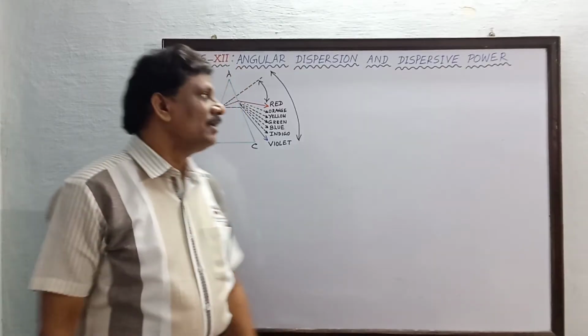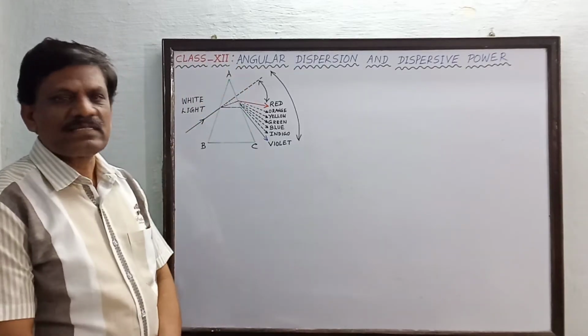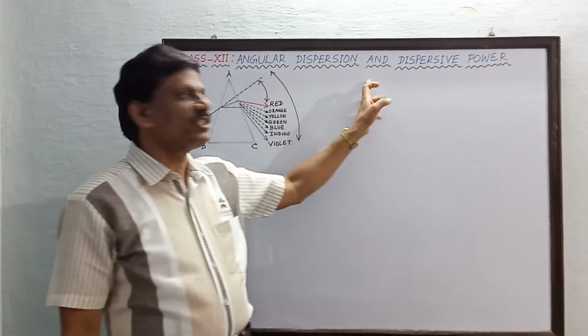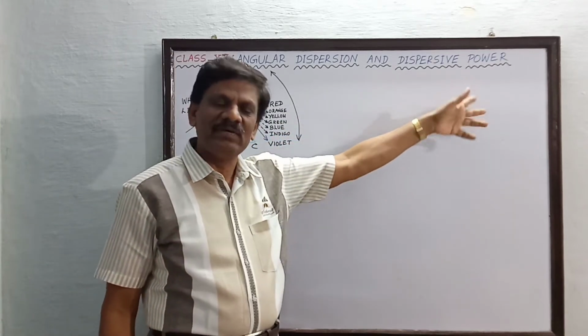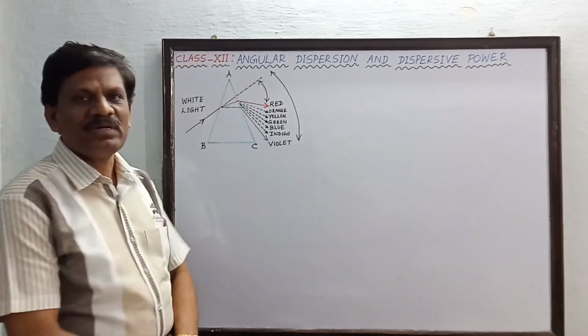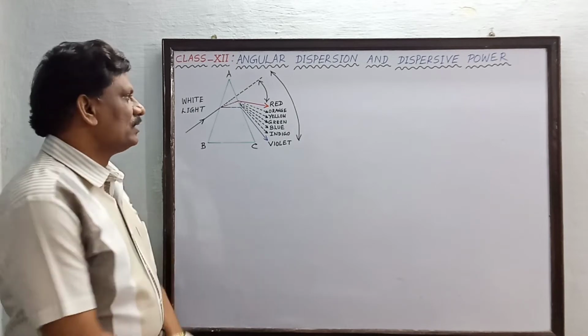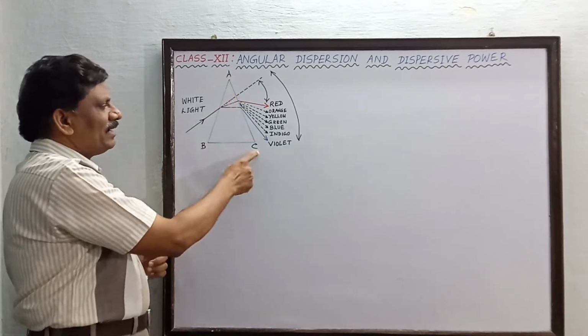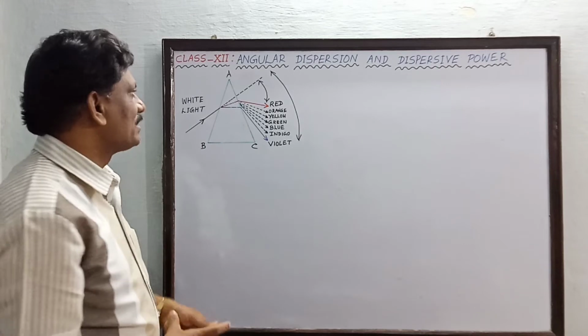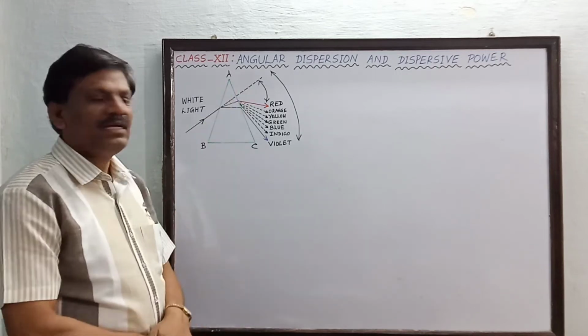Hi students, today we are going to discuss angular dispersion and dispersive power of a prism. So this is the principal section of a triangular prism ABC.